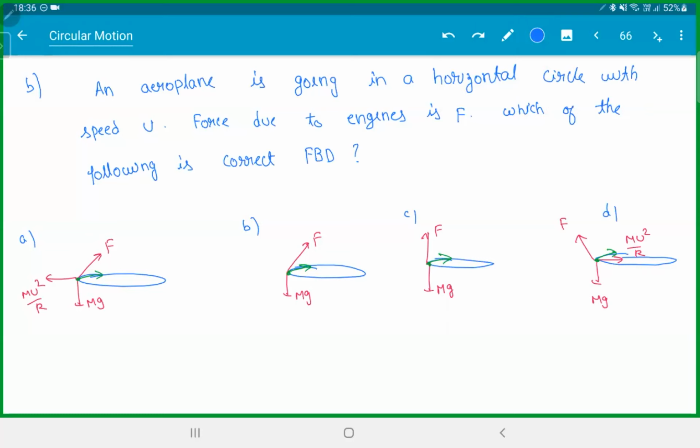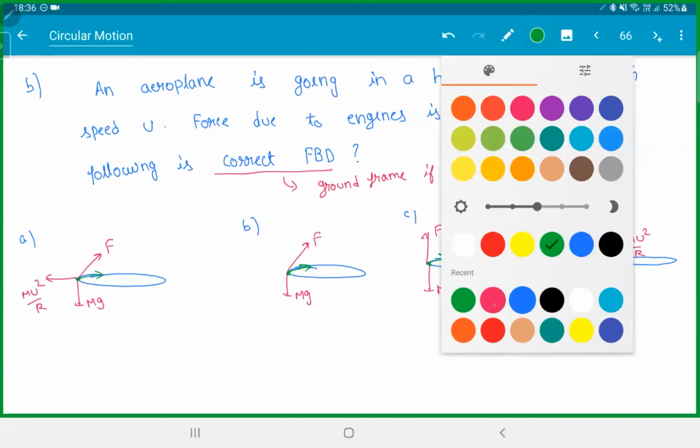Now, one important thing I'll tell you. Whenever they ask you to draw FBD, and nothing is mentioned, always choose the ground frame. If nothing is mentioned, always choose ground frame. So tell me one thing, in ground frame, will you ever get centrifugal force? No. So what are the forces acting on the plane? B is the answer.